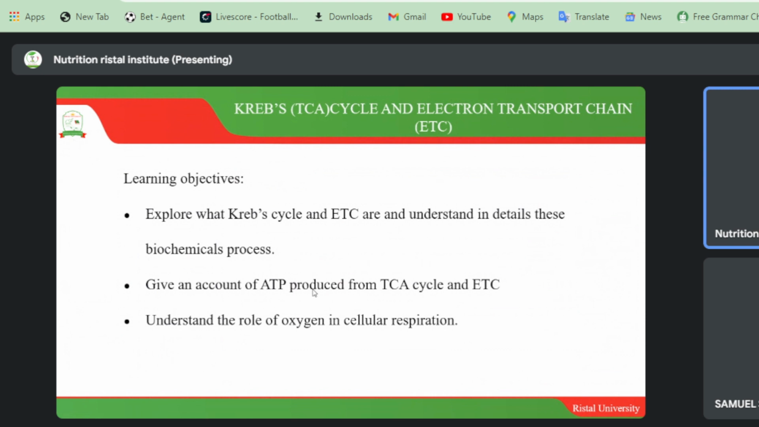We should also be able to give an account of the ATP that is produced from the tricarboxylic acid cycle and electron transport chain, or generally cellular respiration starting from glycolysis. Hopefully we have watched the lecture about glycolysis. And we should also be able to understand the role of oxygen in cellular respiration.